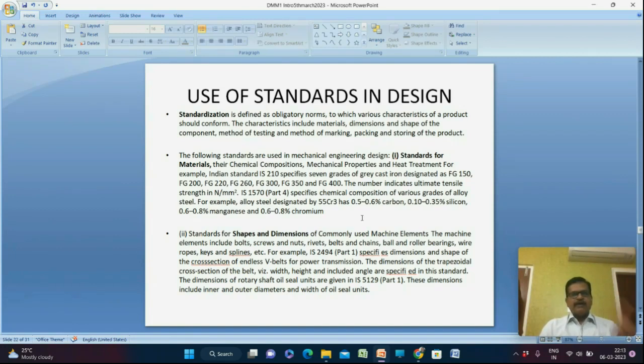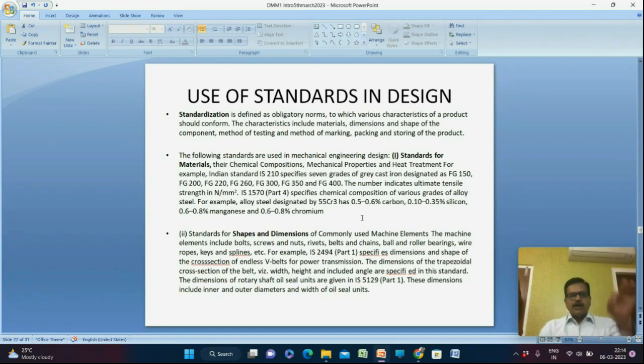Number one, standards for materials, their chemical composition, mechanical properties, and heat treatment. For example, Indian standard IS 210 specifies 7 grades of grey cast iron designated as FG150, FG200, and so on, up to FG400. The number indicates ultimate tensile strength in Newton per mm square. IS 1570 specifies the chemical composition of various grades of alloy steel.